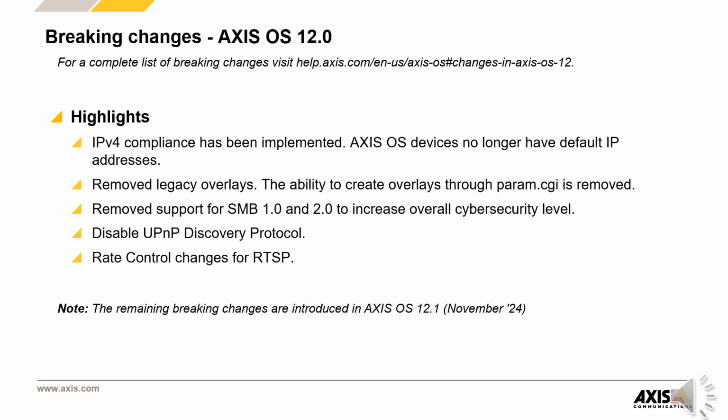We have removed legacy overlays. The ability to create overlays through the param CGI is removed. The dynamic overlay API should be used instead. We have removed the support for SMB version 1 and 2 to increase the overall cybersecurity. The latest version, SMB 3, will be in use.